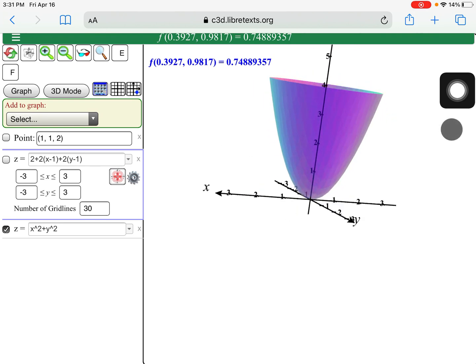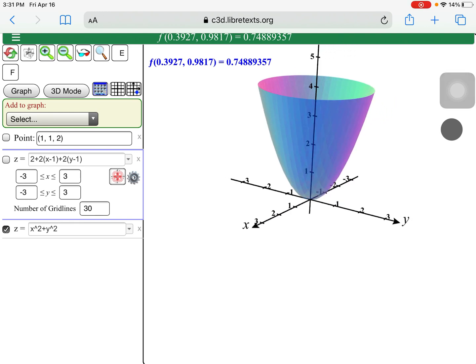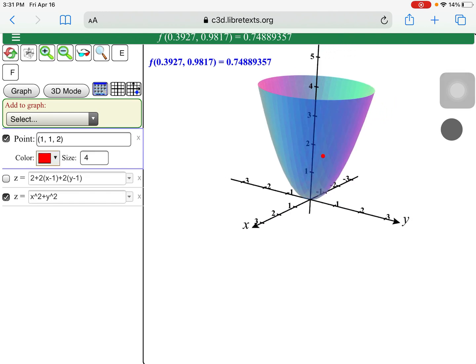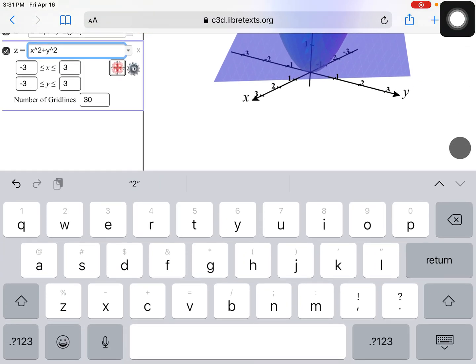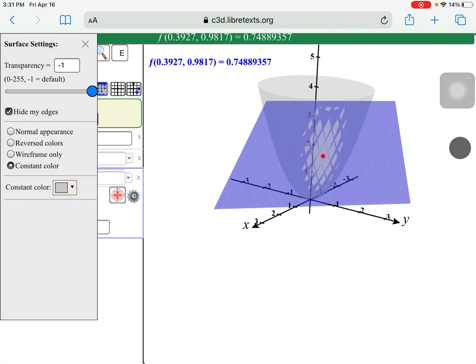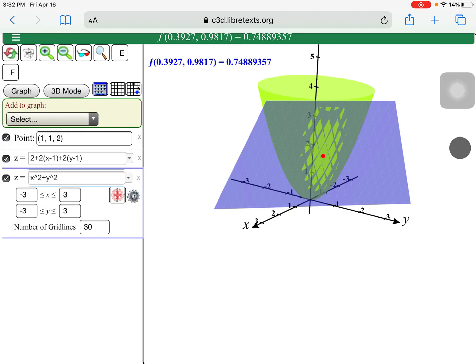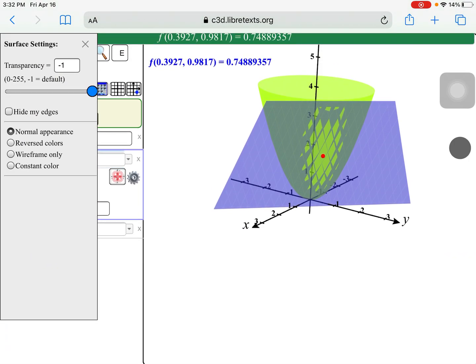And then let's talk about its tangent plane at the point 1, 1, 2. So first I'm going to turn on the point 1, 1, 2. So you see there it is, it has appeared in red. And now I'm going to go over here and click this button to turn on the tangent plane. So there's the tangent plane. I'm going to change the colors to make it a little easier to see. So give me a second to do that. Let's change this to constant color and let's make it green. And then let's go over here and change the tangent plane to constant color, and let's leave that in red.